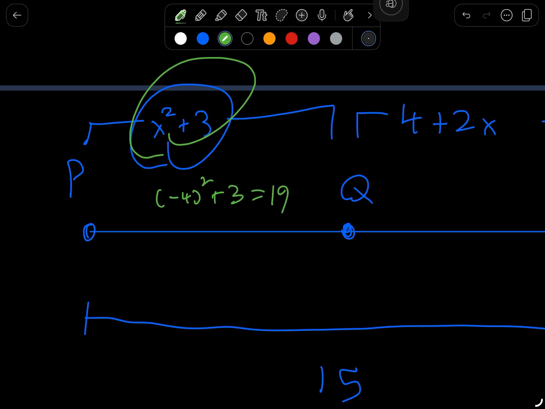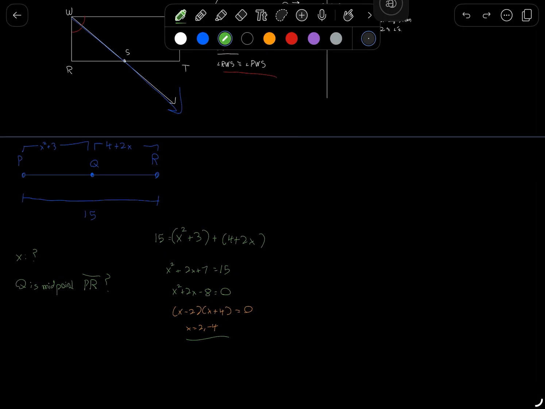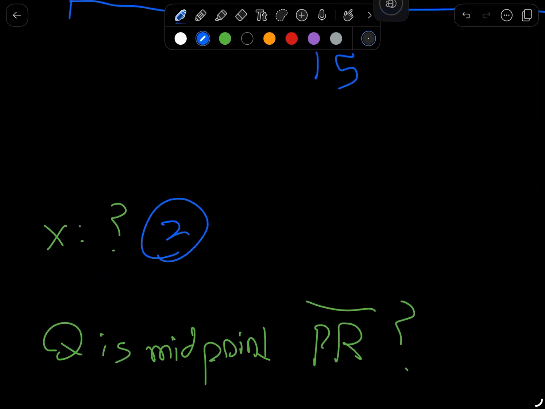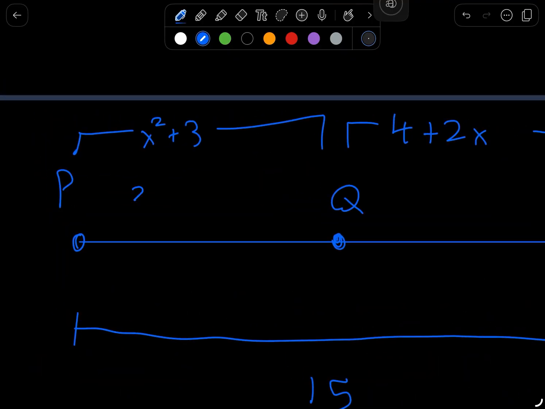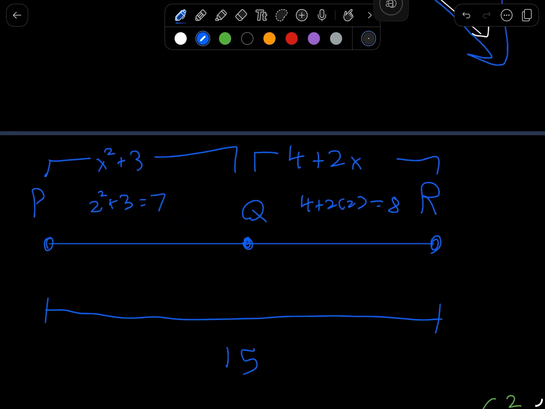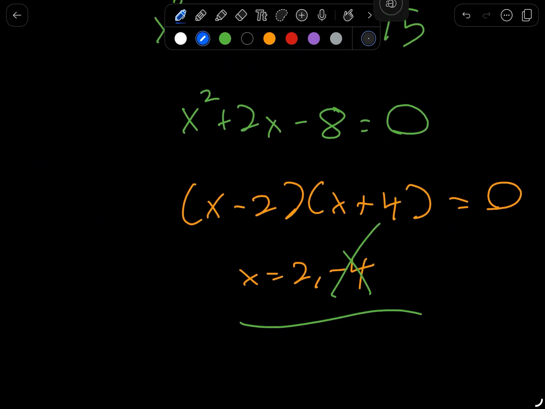Now 19 is already way bigger than the entire length of the segment. So what we can actually do is cross out negative 4 as an answer. So really the only answer for x here is 2. And of course 2 works. If you want to check it, you have 2 squared plus 3, which gives us 7. And here you have 4 plus 2 times 2, which gives us 8. So again, cross out that answer, negative 4, because it doesn't work here.